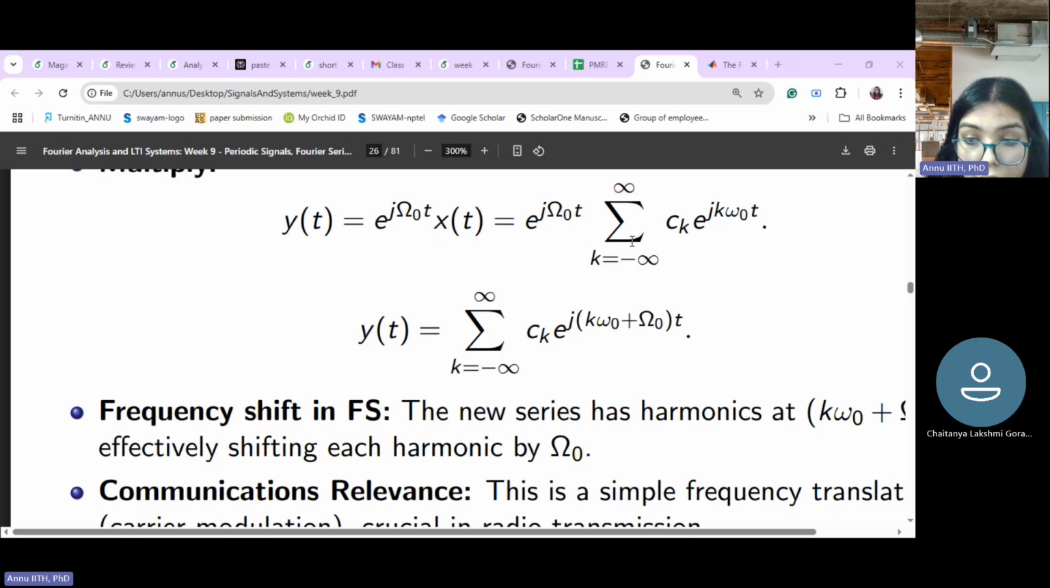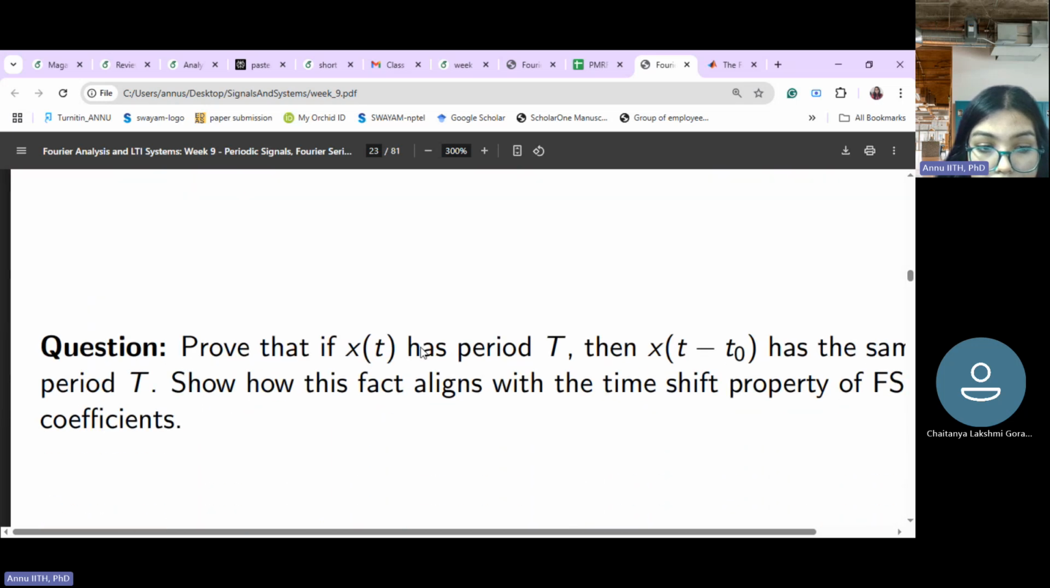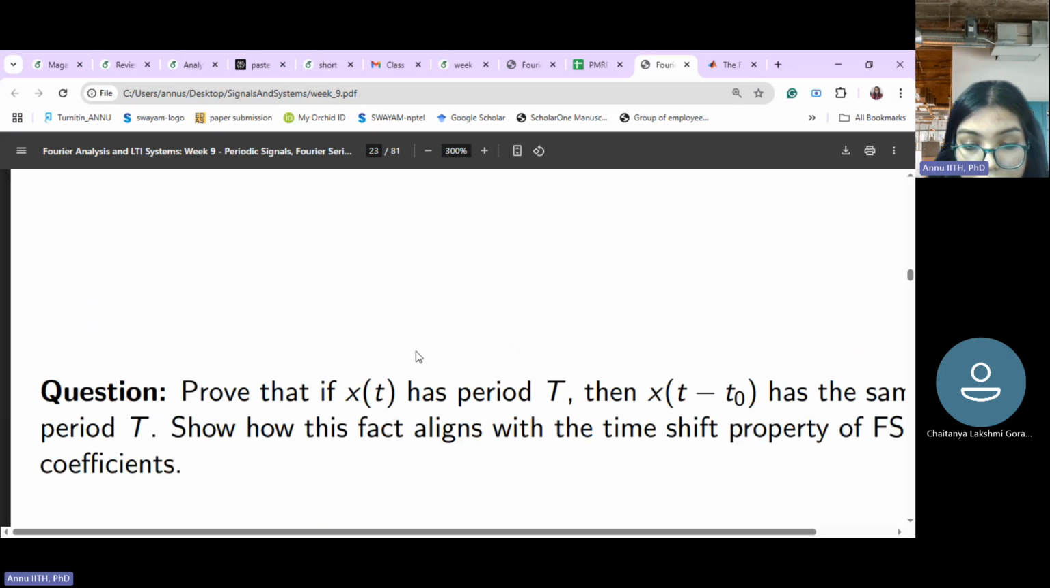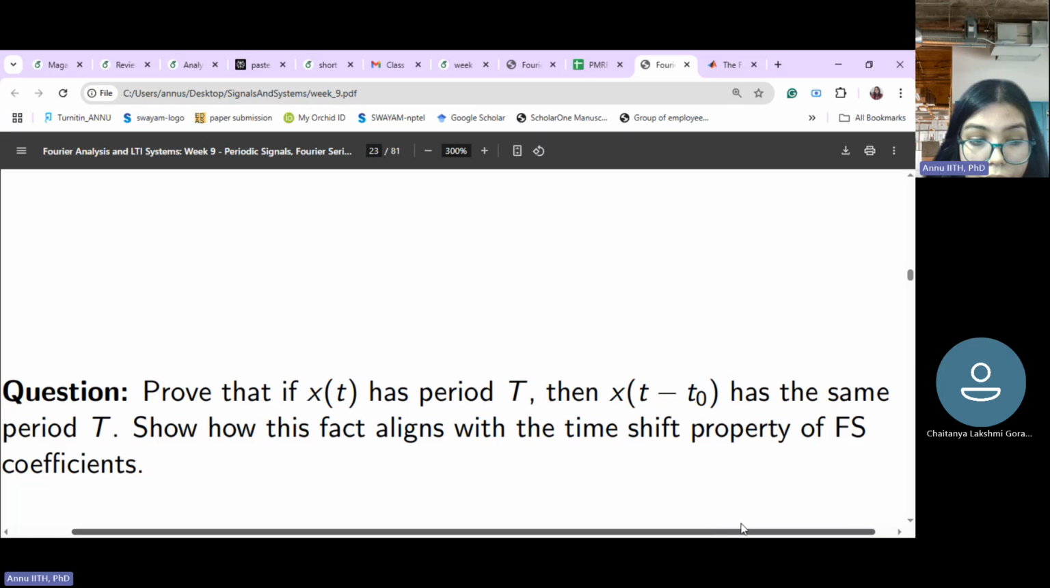But yes, I was explaining the different topics and some deep questions. Deep question number one was: prove that if x(t) has a period T, then x(t minus t naught) also has the same period T. Show that this fact aligns with the time shifting property of Fourier series coefficients.